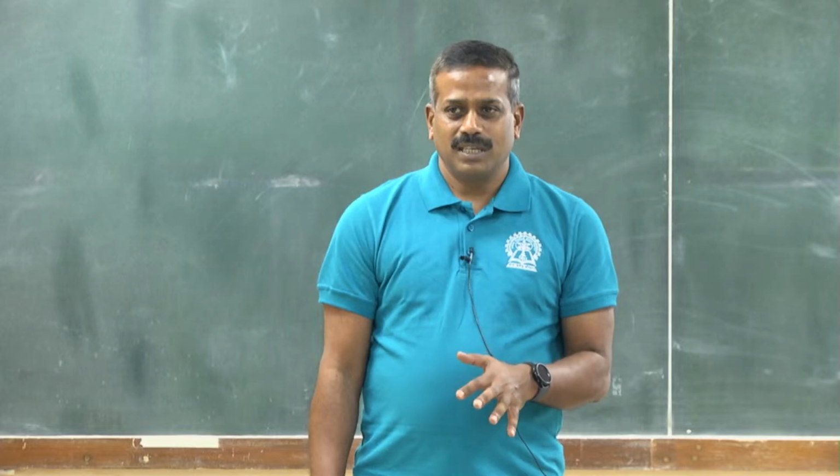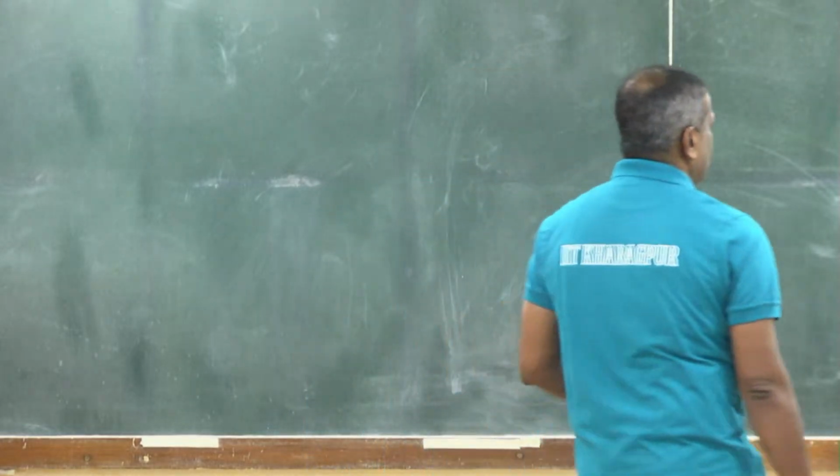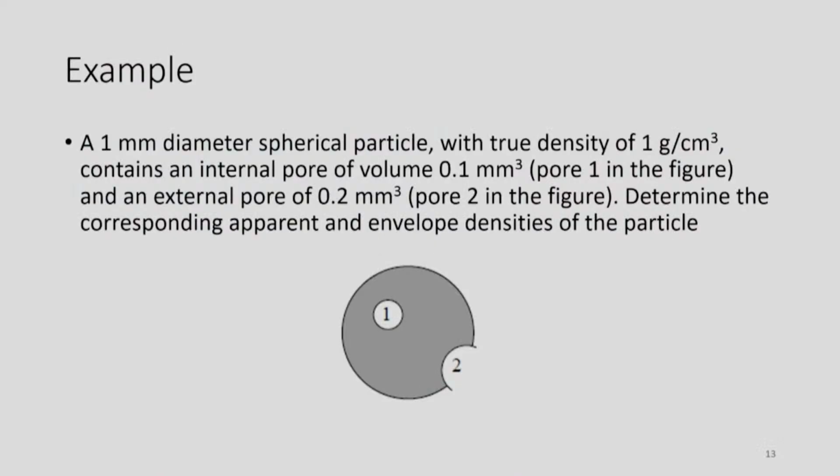Okay, so can you do this calculation? It's a 1 mm diameter spherical particle with a true density of 1 gram per centimeter cubed. The internal pore volume is 0.1 millimeter cubed, and then there is an external pore of 0.2 millimeter cubed. So what will be the apparent and envelope densities? The simple calculation, right? You know the true density, and you know the volume. All the volumes are given.